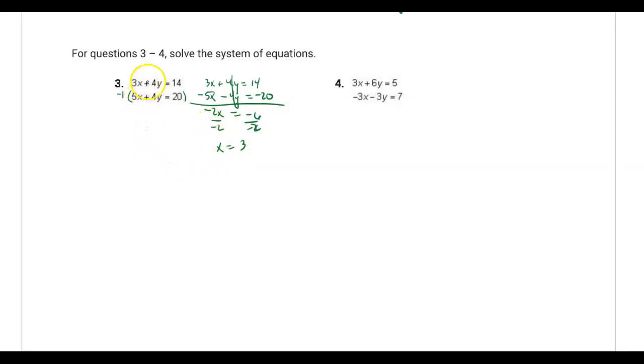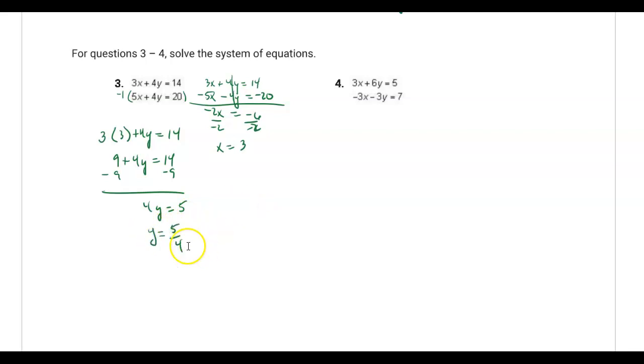So I go back to one of my equations. 3 times 3 plus 4y equals 14. 9 plus 4y equals 14. Subtract 9. 4y equals 14 minus 9 is 5. So y is equal to 5/4. So my ordered pair solution here would be 3, 5/4.